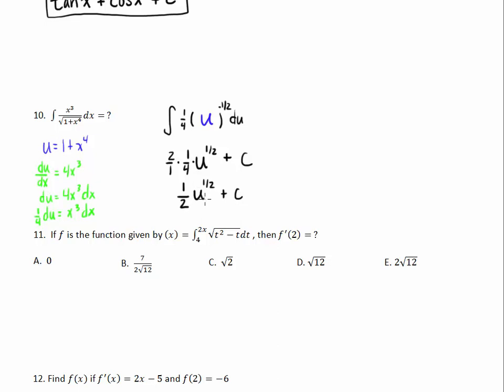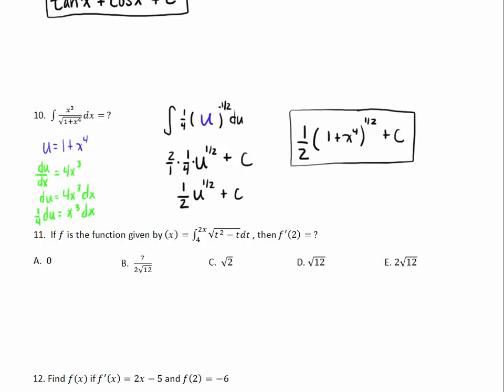So finally we need to get it out of u's and back into x's. So my final answer is going to be 1/2 of u, which is 1 plus x to the 4th, to the 1/2 power plus c. And that's our final answer. Don't forget the plus c. Got to have the plus c since it is an indefinite integral.